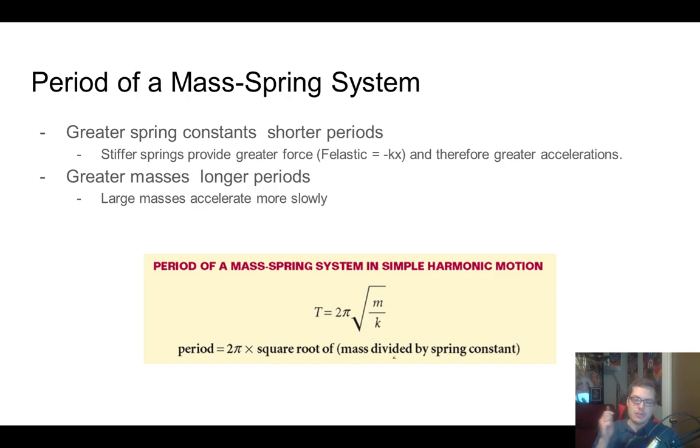All right, so the stronger the spring, the bigger your K value, the more it's going to accelerate, and therefore the faster you're going to vibrate, or the faster you're going to go back and forth. So you're going to have a much shorter period, or a much higher frequency.